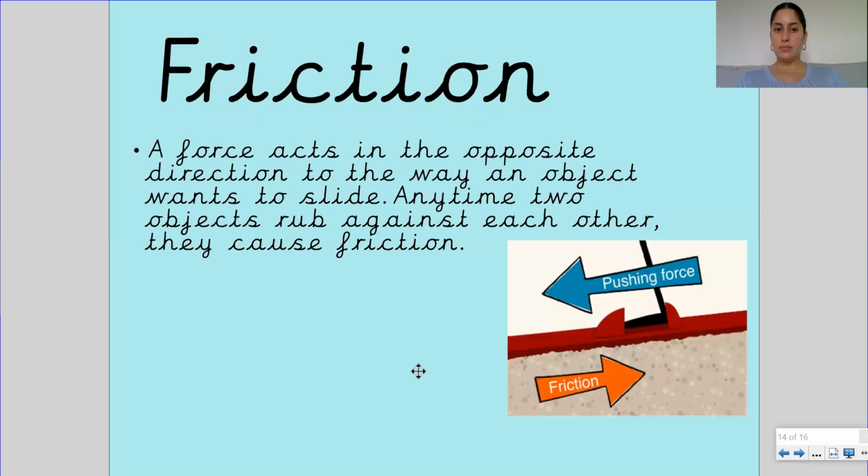Friction. A force that acts in the opposite direction to the way an object wants to slide. Anytime two objects rub against each other, they cause friction. So this is a pushing force. They are pushing against each other and it is causing friction.